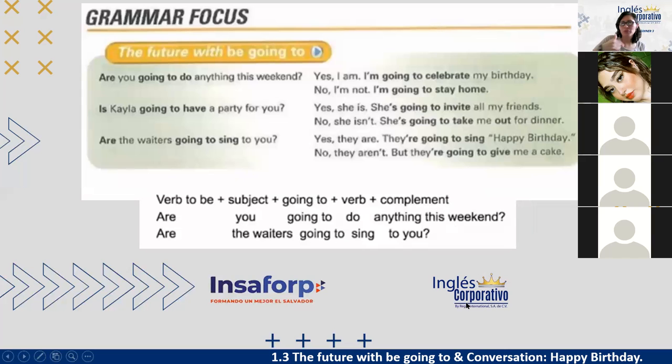Then, cuando yo ya estoy armando, pues, lo que son las preguntas, that's going to be a little bit different, right? So, con las preguntas, ahí está el switch que les comentaba, right? Ya no digo you are going to do anything this weekend, sino are you going to do anything this weekend, right? Y pues we have to be careful with the questions as well. We have to give the proper intonation, right, to the question. Then it says, are the waiters going to sing to you, right? ¿Te van a cantar? Because as you can see there, guys, all what you have to do is to pay attention to the use of the verb, right? And most importantly, to the verb be. Okay?